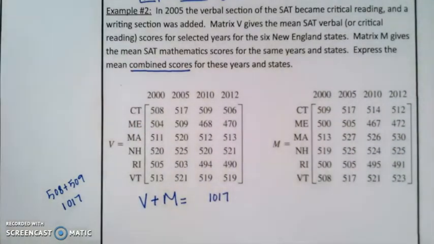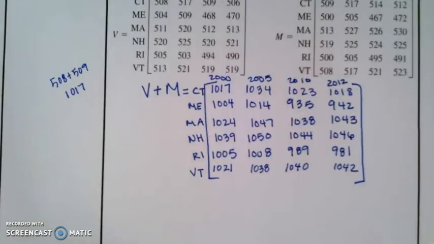Go ahead and find the rest, pause the video, and then I'll show you the resulting matrix if you want to check your answer. Okay, so here's the answer to that question. And the way we would interpret this, for example, is the combined SAT score in Rhode Island in 2010.